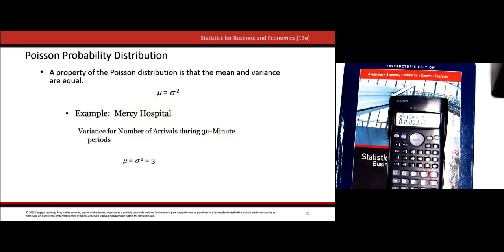And the property of the Poisson distribution is the mean and variance are equal. So in this case, mean is 3 for a 30-minute period, so the variance is also 3.